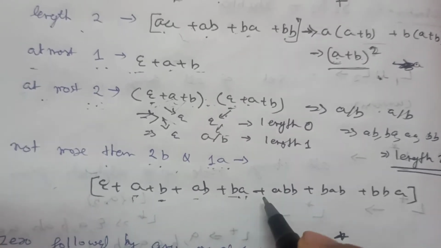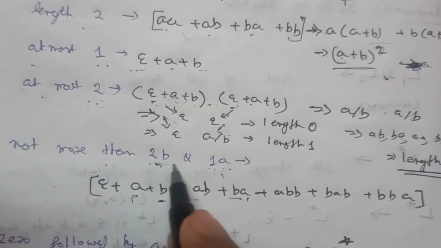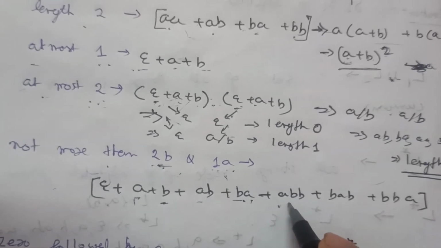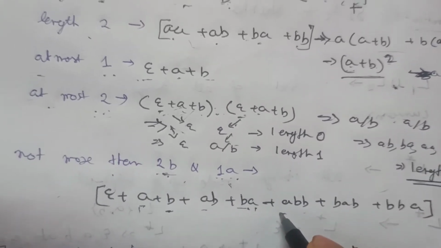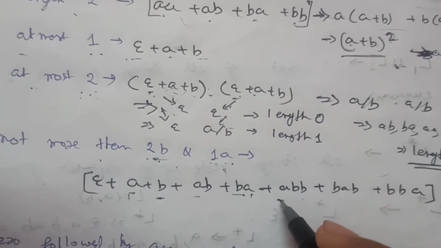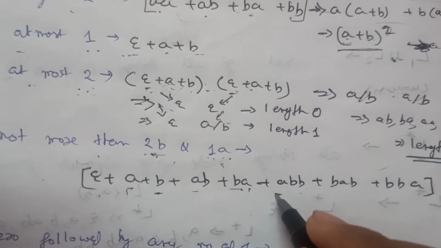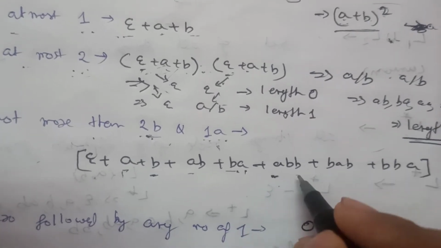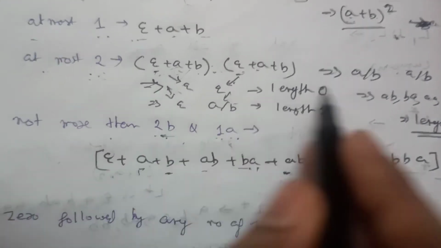Now we will come to length 3, the part where we will find 2 b's. So we can afford 2 b's, but we cannot afford more than 2 b's or more than 1 a. So we can make the combinations with 1 a and 2 b's. All the combinations possible with 1 a and 2 b's are here: abb, bab and bba. So see, this is the answer.